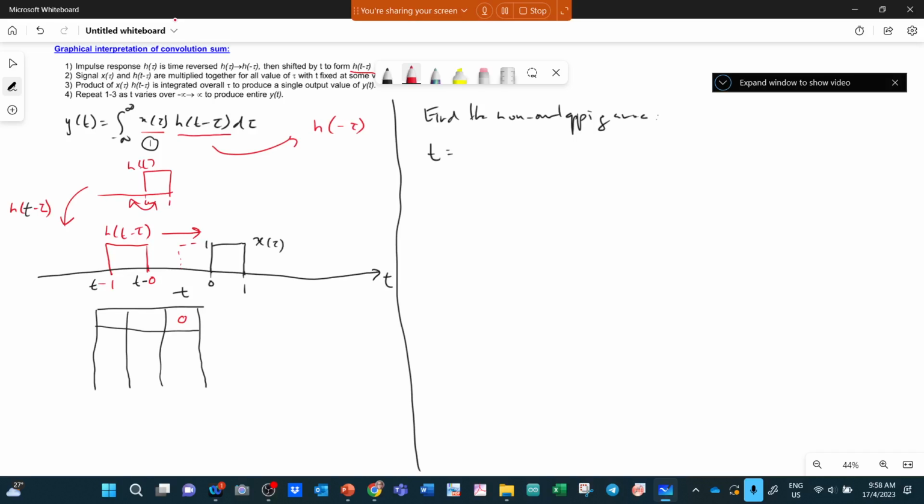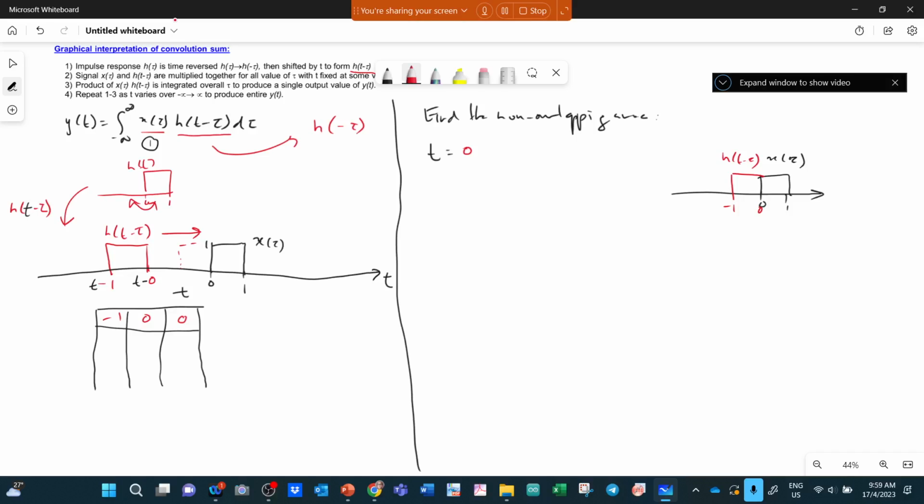Betul? So T equal to 0, just prove it that is no overlapping. Okay, so 0 minus 0, 0, 0 minus 1, minus 1. So we start with T equal to 0. Maksudnya if I draw it on the right side here, you have this one is the x tau. Your h t minus tau will be minus 0 to 0. Tak ada overlapping, so this will be the correct answer lah, t equal to 0.